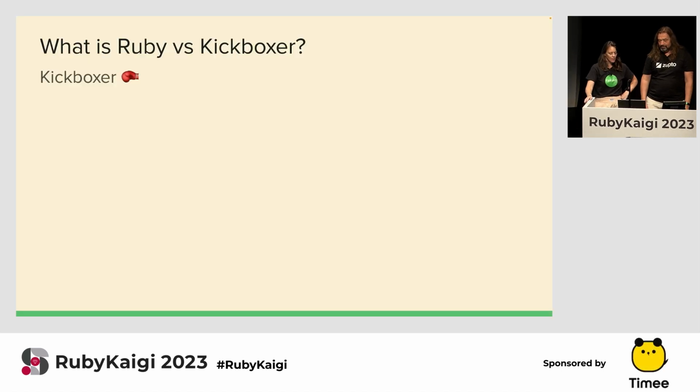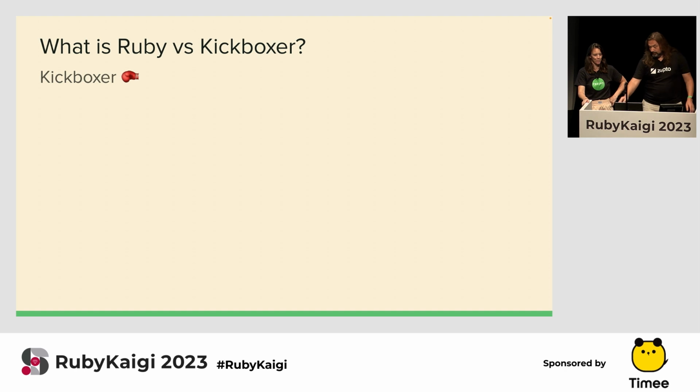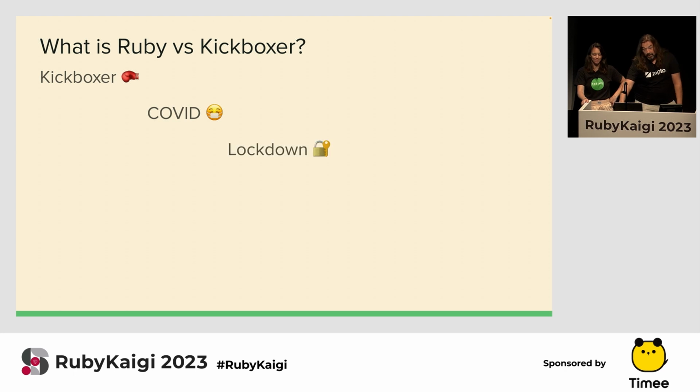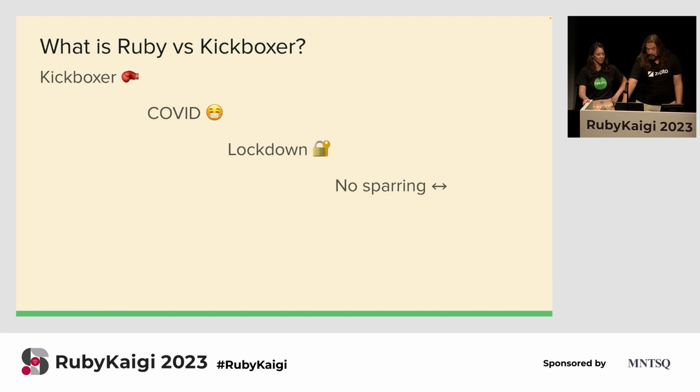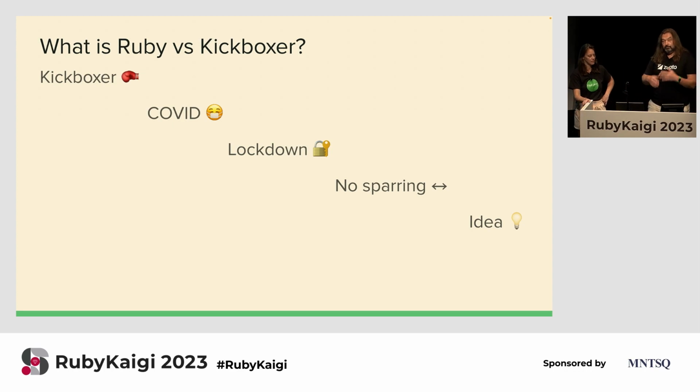Yeah, you're probably right. So Selena here is an actual kickboxer. And I'm sure you'll remember that a few years ago, a worldwide pandemic broke out. And Melbourne, where we're both from in Australia, endured harsh lockdowns, which meant that Selena couldn't train with her usual sparring partners. So she came up with this crazy idea. Why not build a sparring robot using Ruby?